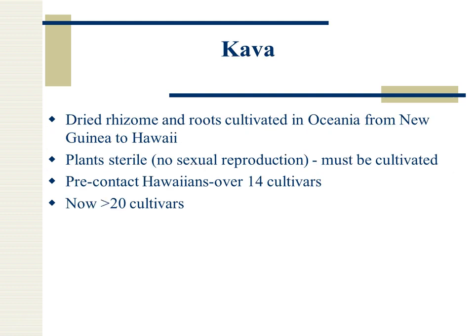Kava. So Kava, I'm sure you're aware, is a Polynesian or Oceania-based plant, and it's the root and the rhizome. And this is a cultivated plant. It's sterile at this point. There's no longer any sexual reproduction. And pre-contact Hawaiians had about 14 cultivars that they used. And since that time, now we're up to about 20 cultivars. And I think this will be important later on, and I'll come back to that idea.